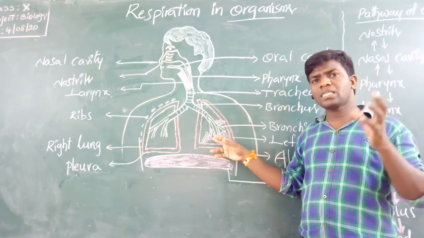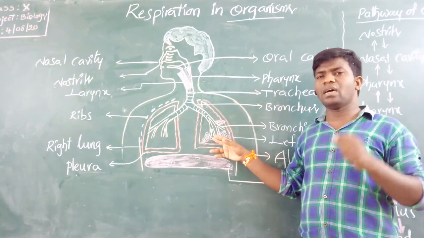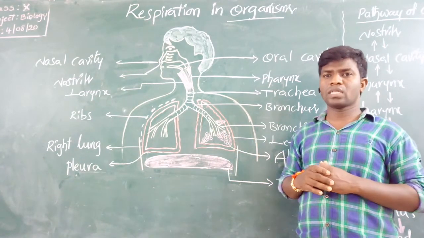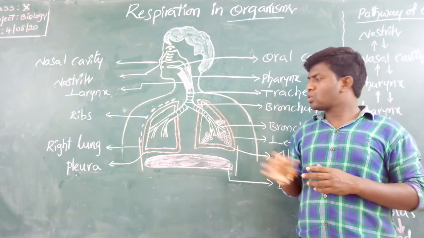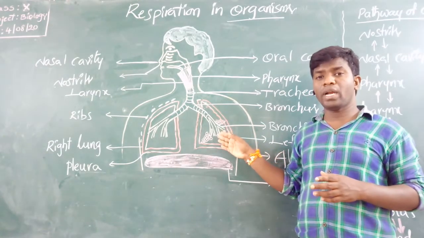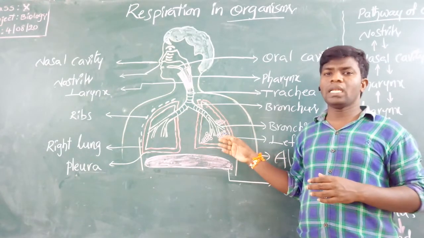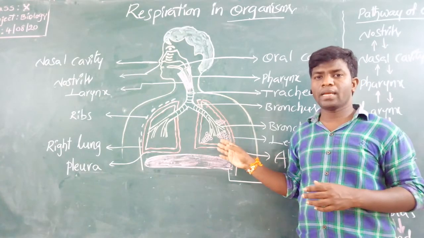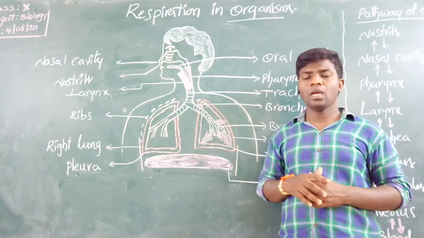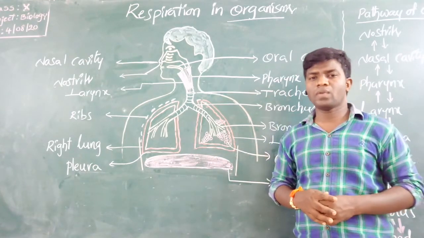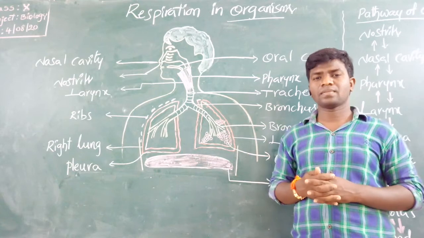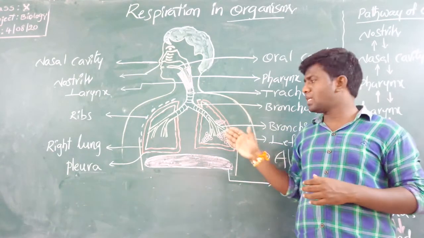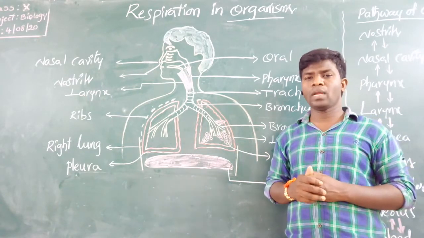There are millions of alveoli in each lung. Each lung contains billions of alveolar structures. So the air is purified here. Finally, from these blood capillaries, the oxygen is supplied to the various parts of the body. The oxygen is supplied by these blood capillaries from the alveoli.